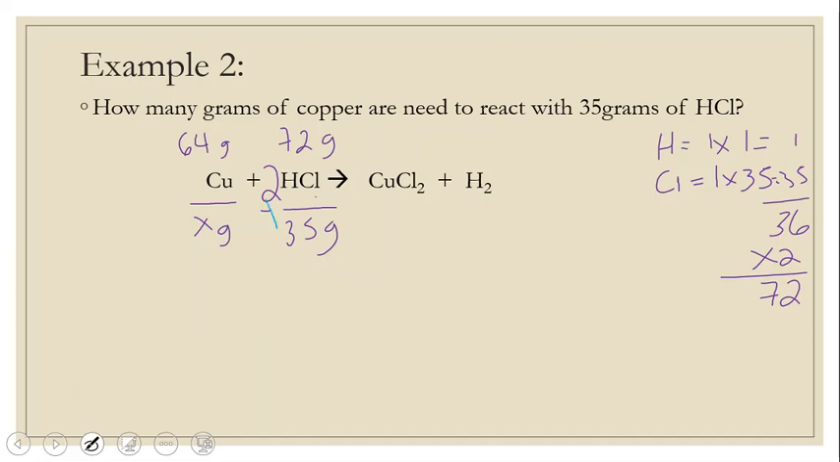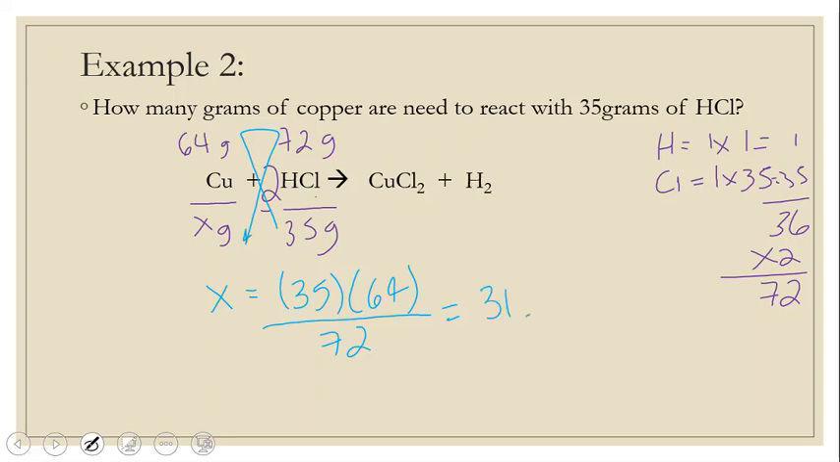Cross multiplication like this. There is 35 times 64 divided by 72. There are 31.11 grams of copper.